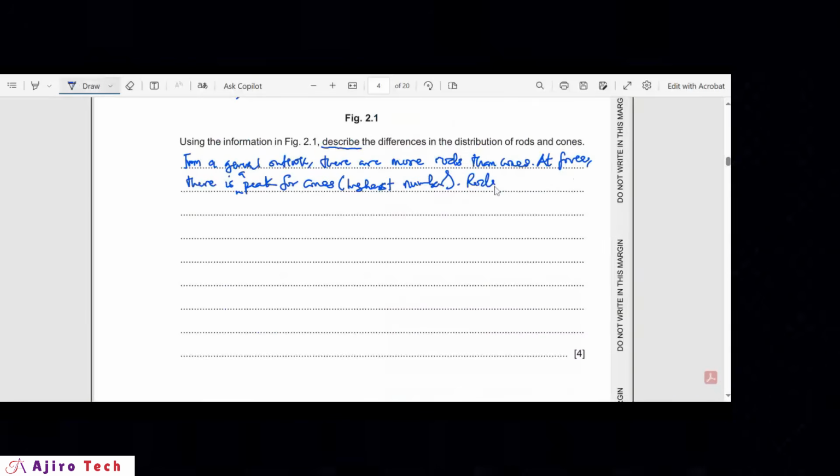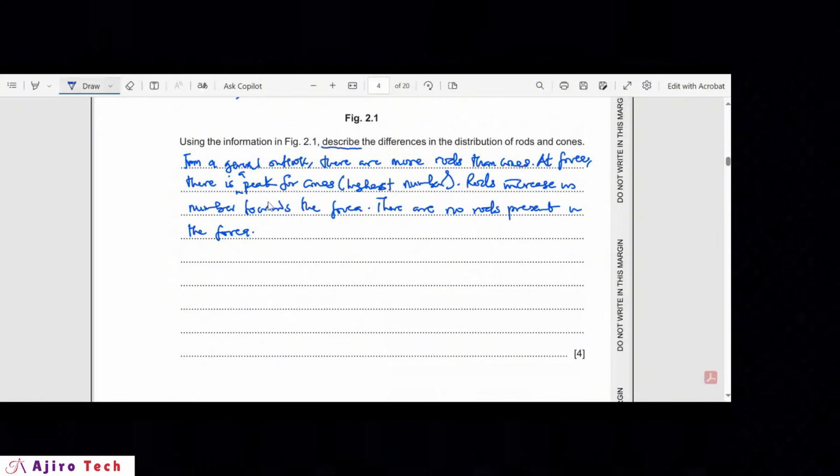Rods increase in number towards the fovea. Another very glaring point to see there is that, of course, there are no rods present in the fovea. No rods present, as we know, no rods present in the fovea.